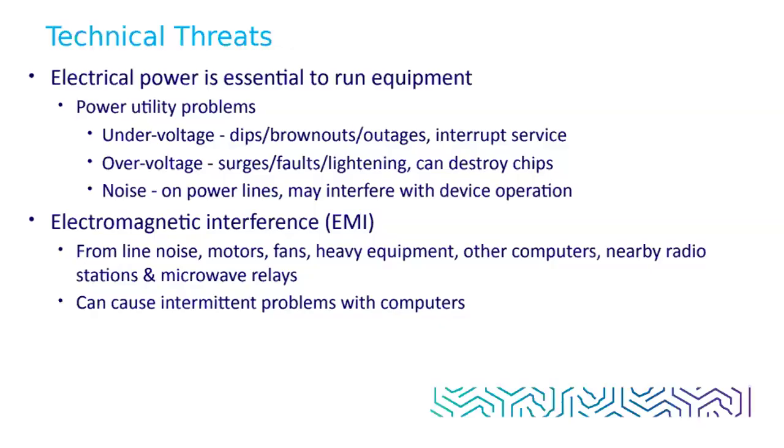These threats include power utility problems, undervoltage, overvoltage, noise on power lines, and electromagnetic interference. These are generated by sources like motors, fans, heavy equipment, other computers, radio stations, and microwave relays, which can cause intermittent computer problems and all.